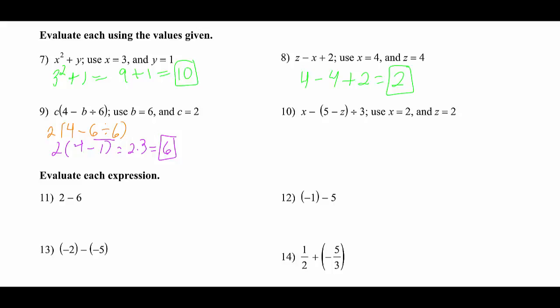And this last one like this that we have, so 2 minus 5 minus 2 divided by 3. Well, parentheses first, 5 minus 2 is 3. And then I want to do 3 divided by 3, which is 1, and then do 2 minus 1.